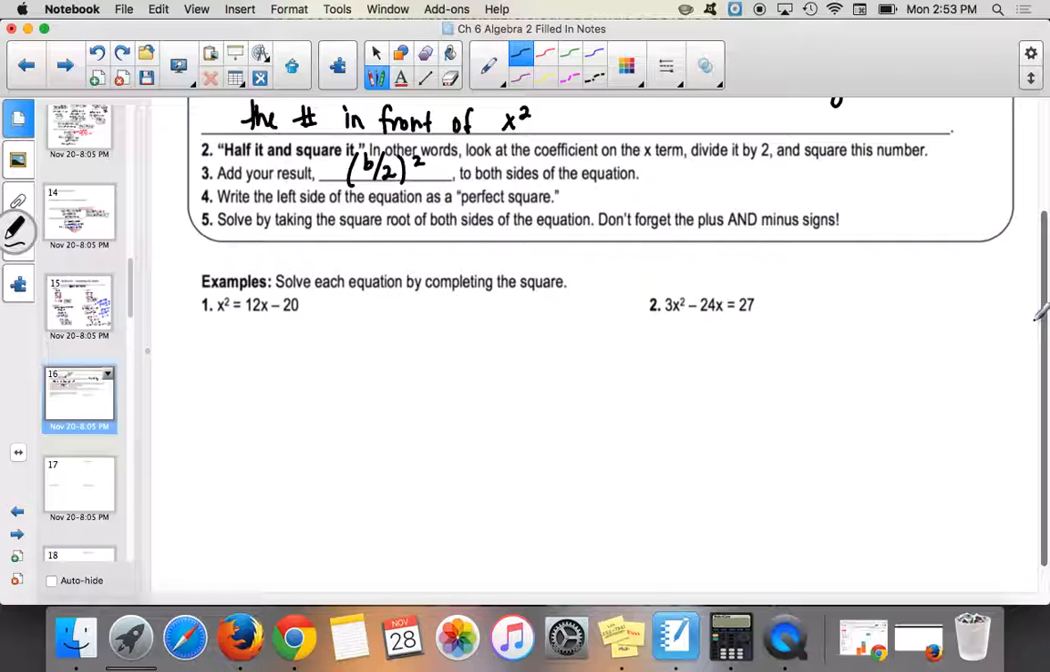All right, so number 1, it says solve each equation by completing the square. The first thing we need is the form x squared plus bx equals c. We need it in that form. So what do I have to do first? Yeah, subtract that x over. So get all your x's on one side basically.